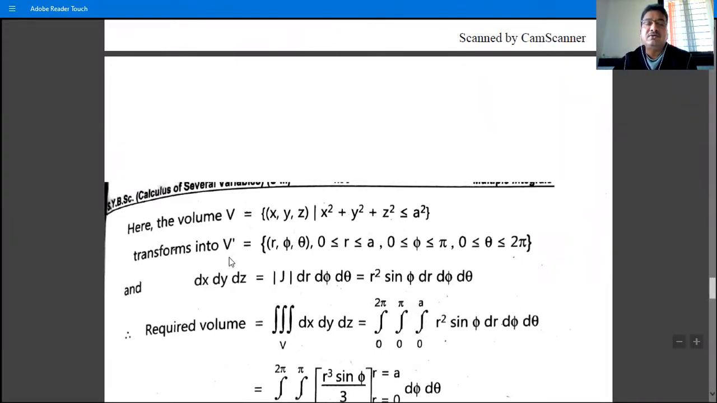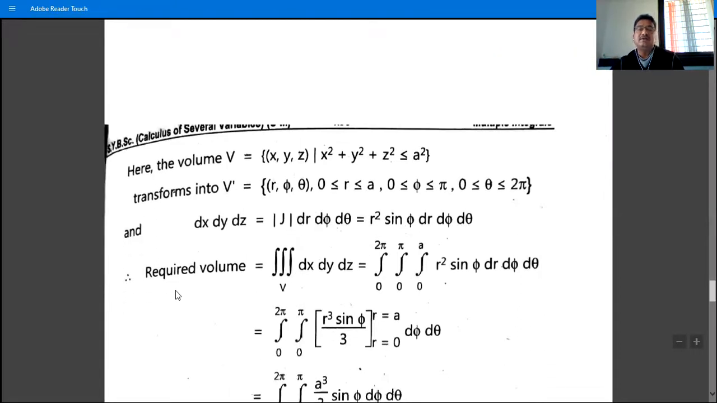This is converted, transformed to the new variables r, phi, theta. r runs from 0 to a, the radius, phi runs from 0 to pi, and theta runs from 0 to 2 pi. These are the lower and upper limits of phi and theta. Only the limit of r we have to decide in spherical polar coordinates. Then dx dy dz is mod J dr d phi d theta, where mod J is r square sin phi.